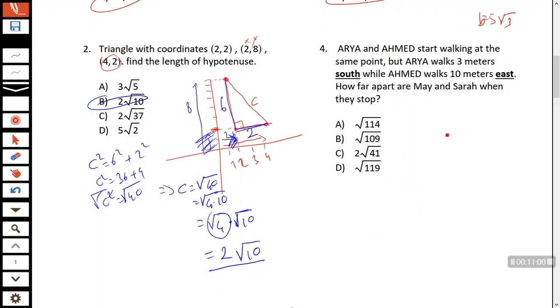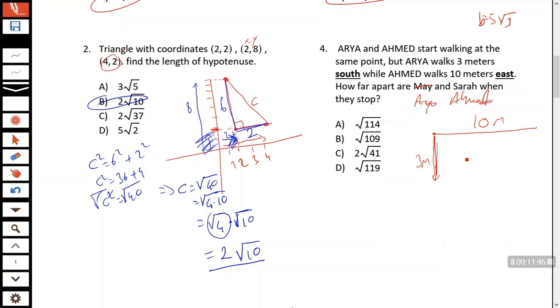Another good question. What is the question here? Arya and Ahmed start walking at the same point. So there is a point. But Arya walks 3 meters to the south. Oh, north. South. I will go down. How many meters? Until here. Let's say 3 meters. And Ahmed walks 10 meters to the east. West and east, 10 meters. So how far apart are May? Oh, there is a problem. May and Sarah. It must be Arya and Ahmed.